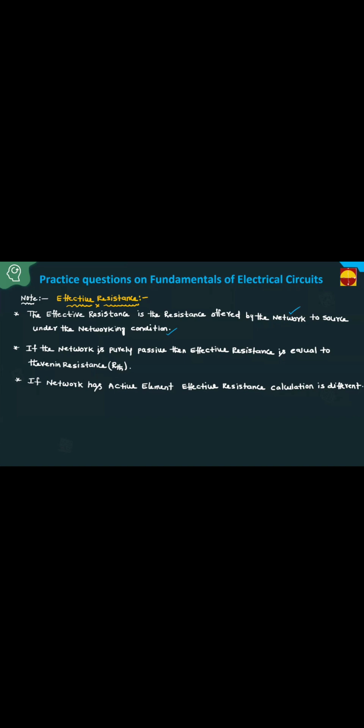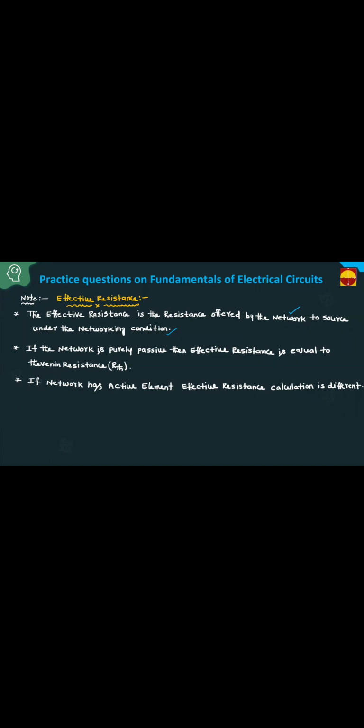But here you have to calculate in two methods. If the circuit is passive in nature, meaning there is no active element, then the effective resistance is equal to Thevenin's equivalent resistance. Whatever effective resistance we are calculating is equivalent to Thevenin's equivalent resistance. What is the Thevenin's equivalent resistance? Later we'll see theorems. That applies if it is a purely passive network, meaning there is no active element.